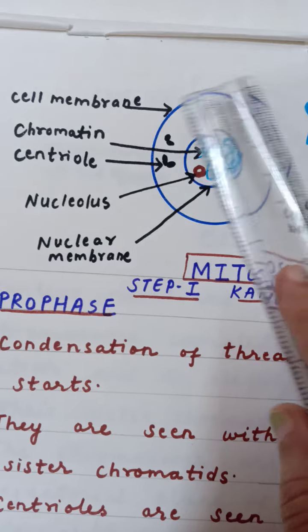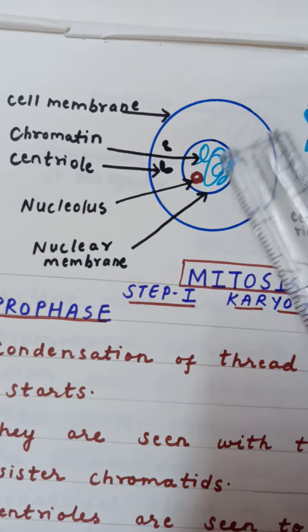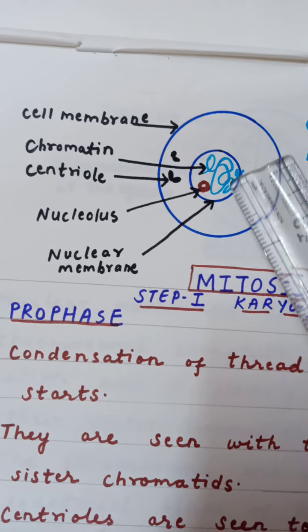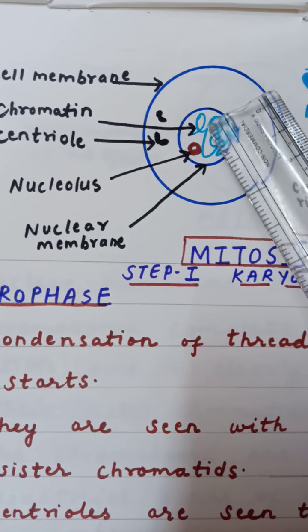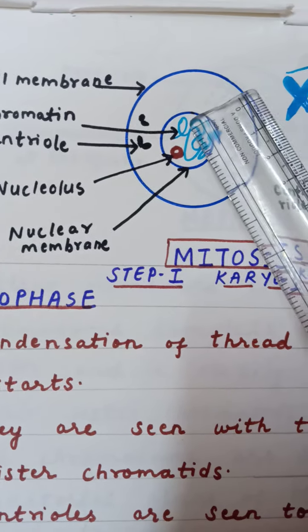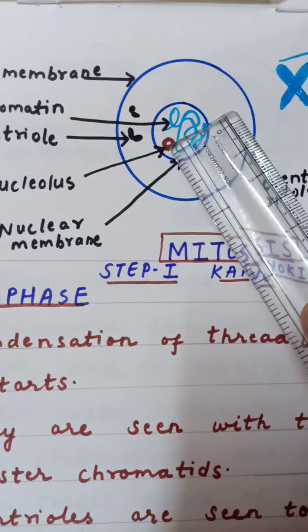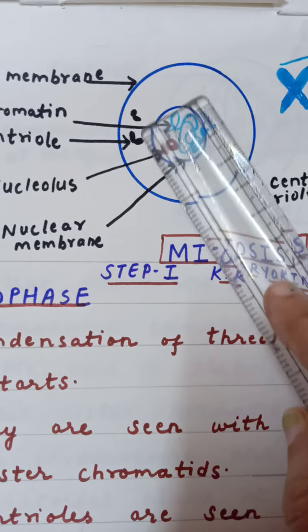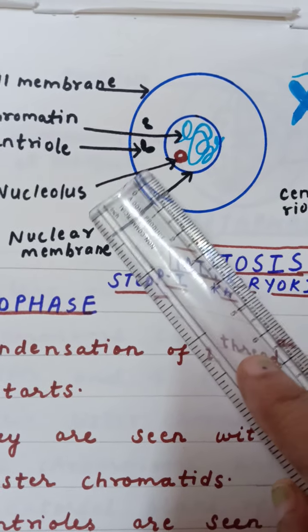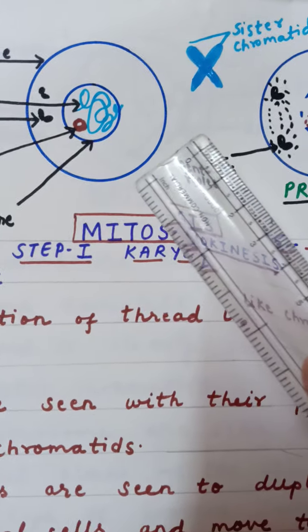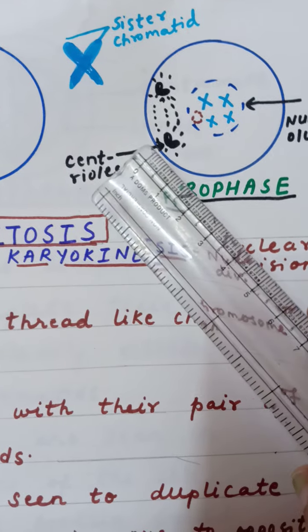This is the cell structure. This outer covering is the cell membrane. This is chromatin. Inside the nucleus, there is a thread-like structure called chromatin. This is the nucleolus, this is the nuclear membrane, and these are centrioles present near the nucleus. What changes occur during prophase?